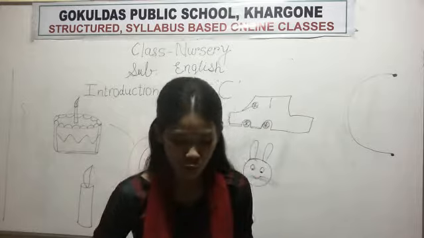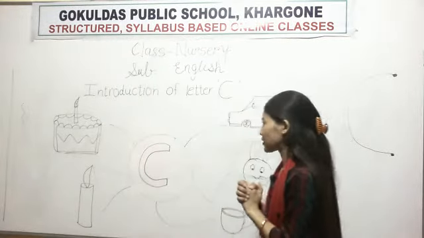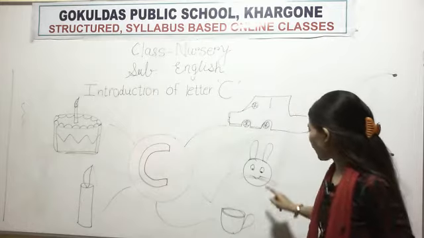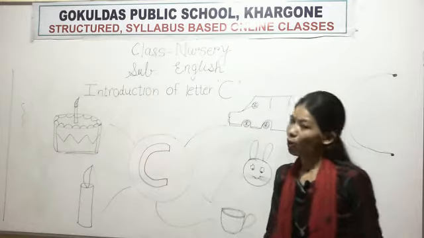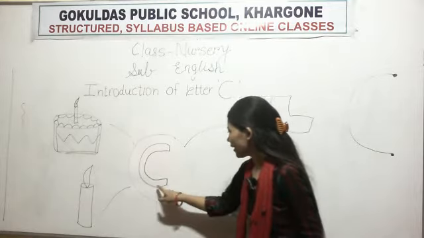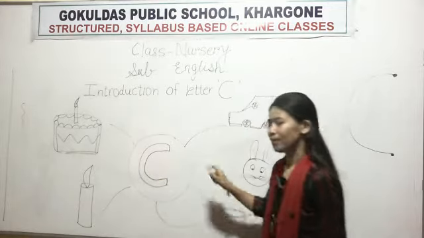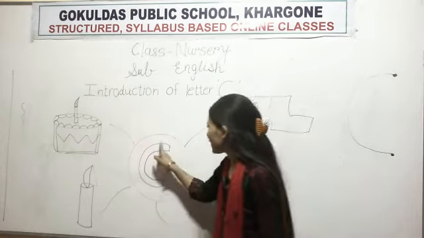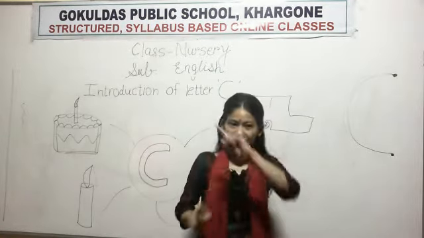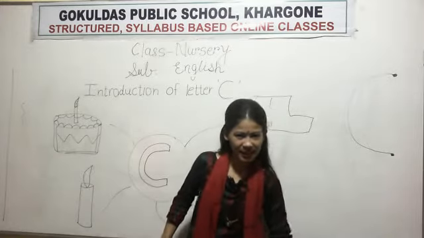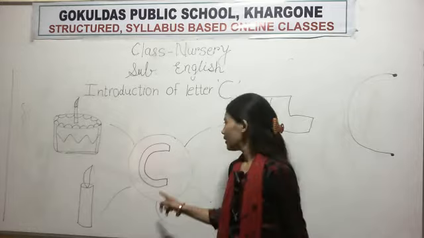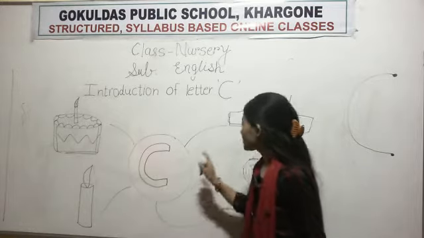Okay, you have to revise all these pictures. You have to identify the pictures. Okay, see. Which letter is this? Letter C. This is letter C. How to make a C? C. Letter C.